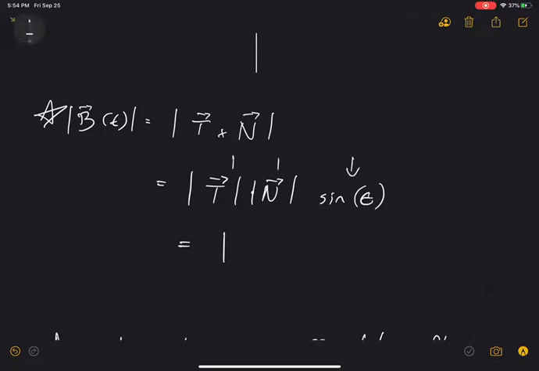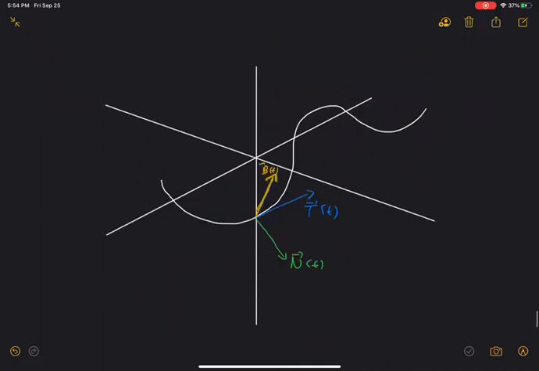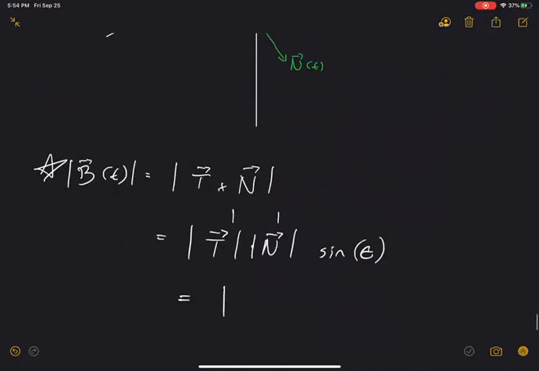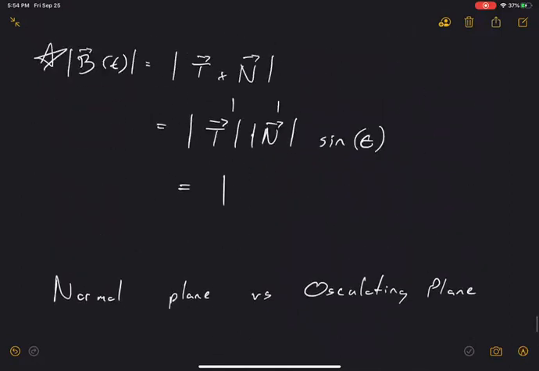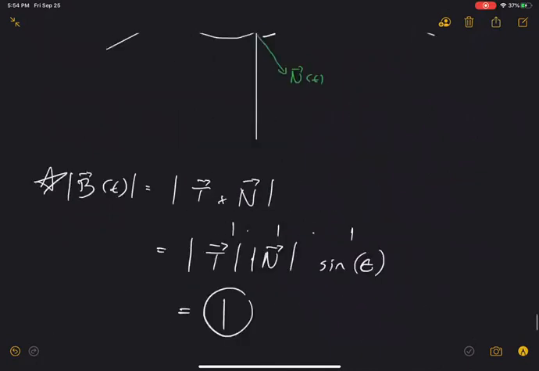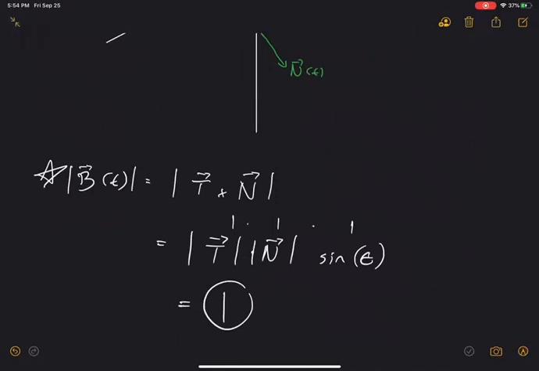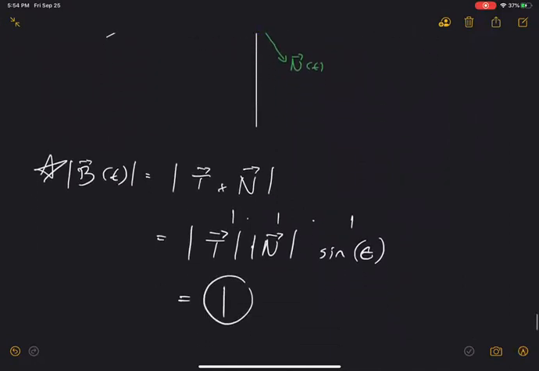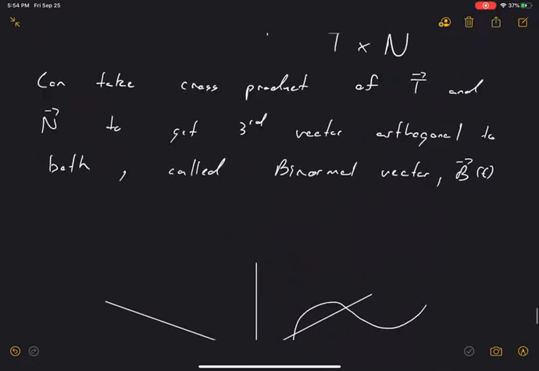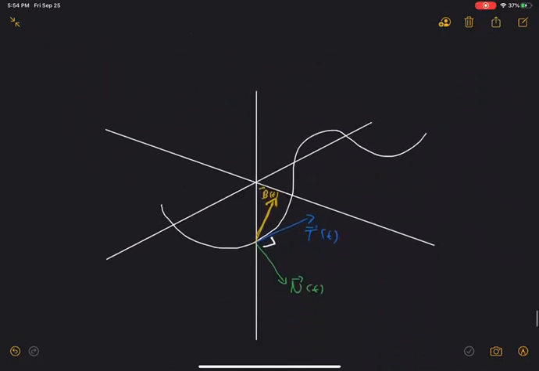Well, these are both unit vectors, so their lengths are 1. And just from the way we made them, the angle between them is 90 degrees, so theta is pi over 2. Sine of pi over 2 is 1. So 1 times 1 times 1 equals 1. So the length of this B of t is 1. Now that B of t we call the binormal vector. So a little bit of terminology there.